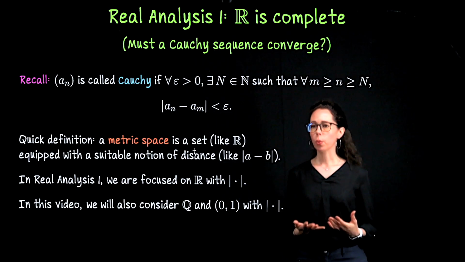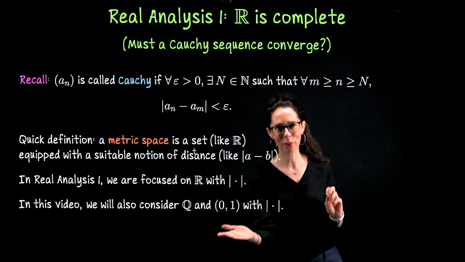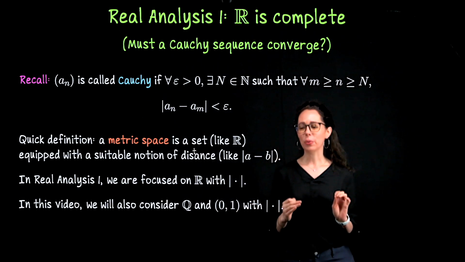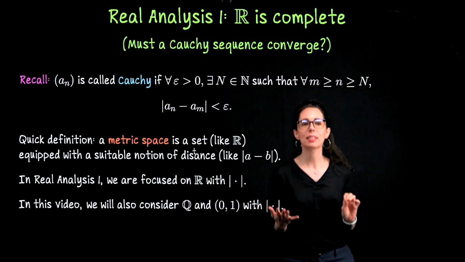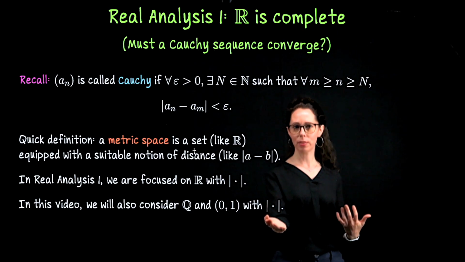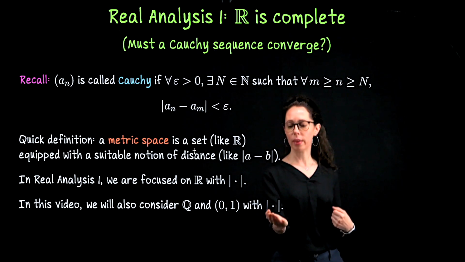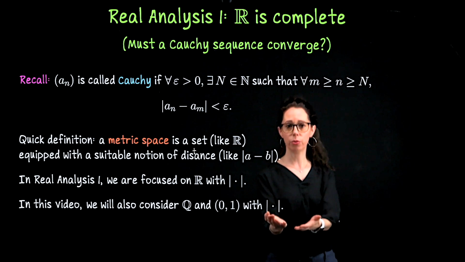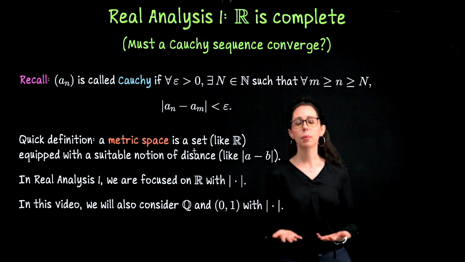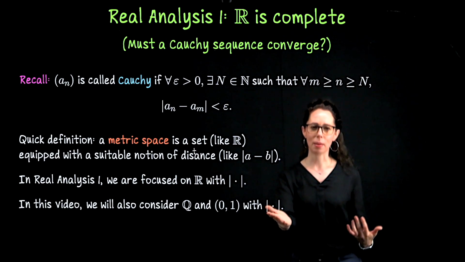You could also work with, say, Q, the set of rational numbers with the same distance measurements. And here I mean the absolute value notion of distance, so absolute value of a minus b. So Q with this distance measurement is a set with a suitable distance. That's a metric space. Similarly, we could just consider numbers strictly between 0 and 1 with the same notion of distance.